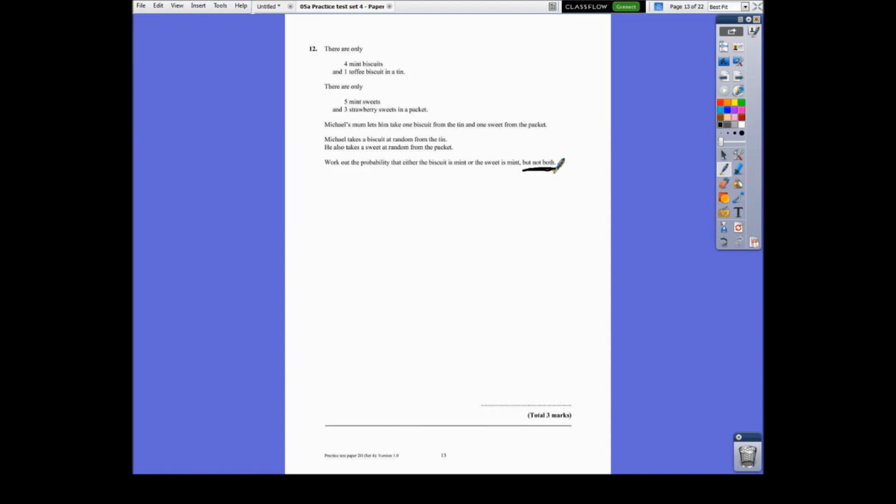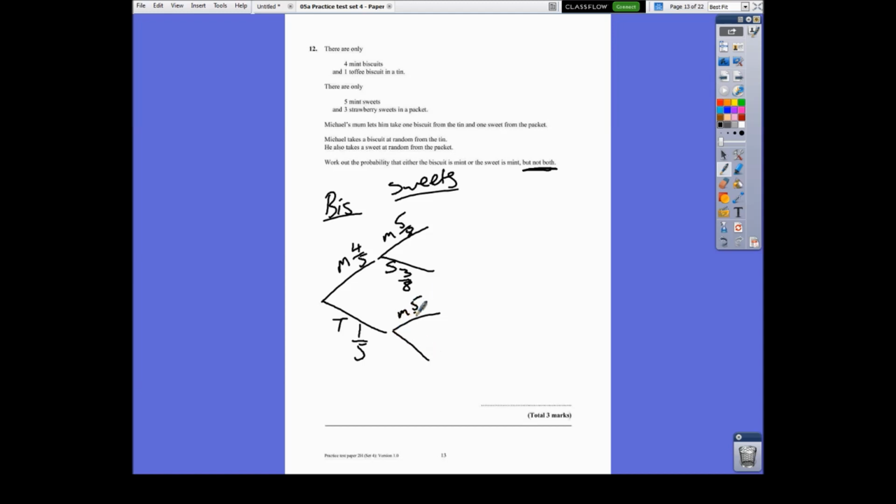So for this one, I would draw a tree diagram. So mint and toffee on the first one for the biscuits. And the probability of getting a mint would be 4/5. The probability of getting a toffee would be 1/5. For the sweets, you've got mint, which would be 5/8, and you've got strawberry, which would be 3/8. And again, on this one, mint would be 5/8, and strawberry would be 3/8.